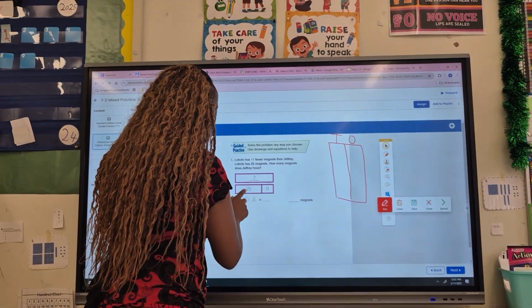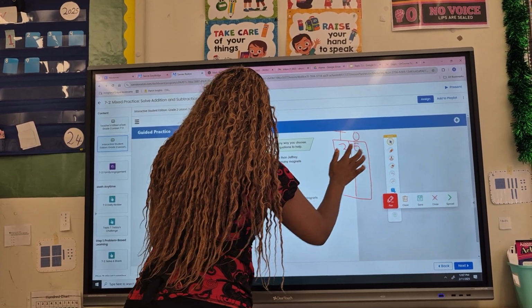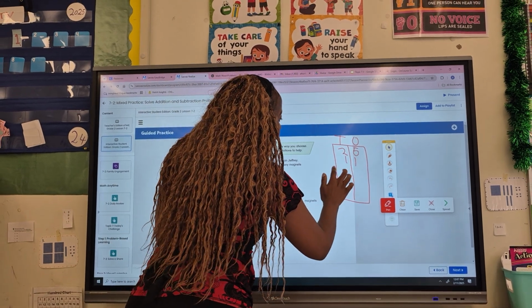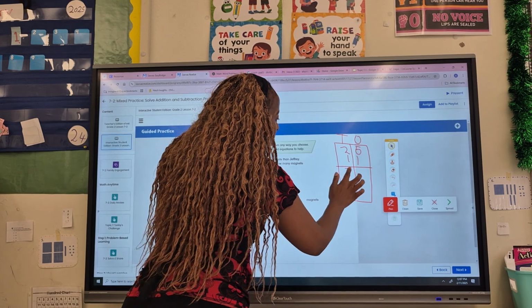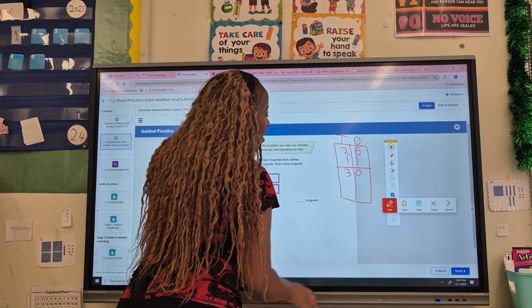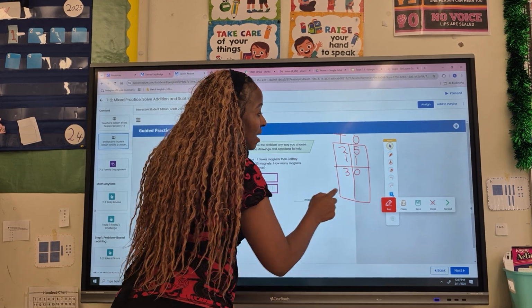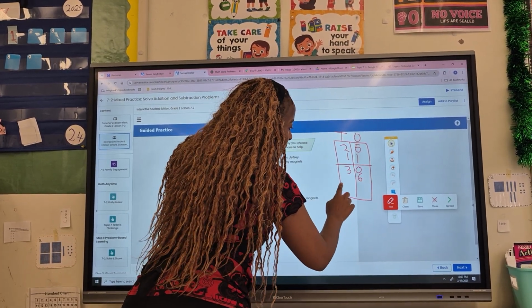So I'm going to group the 25 first. 25 plus 11. I'm going to draw a line there. 2 plus 1 is 3. So it's 3 tens. I'm going to put a 0. 5 plus 1 is 6. I'm going to write the 6 right underneath the 1 because it's in the 1 place.